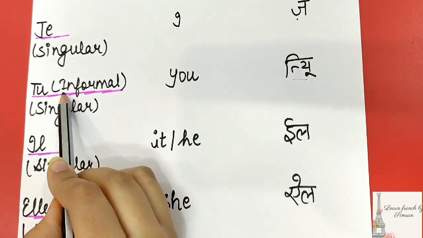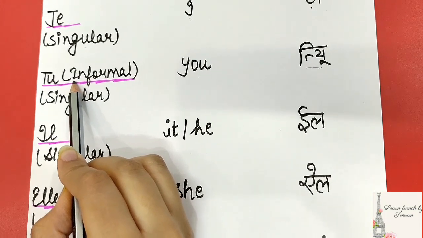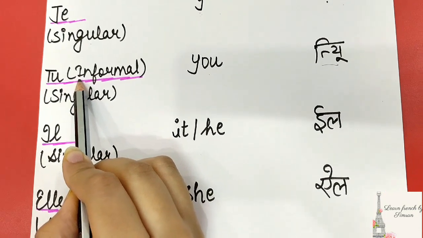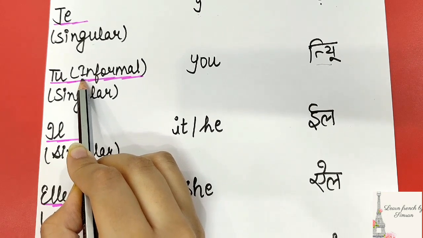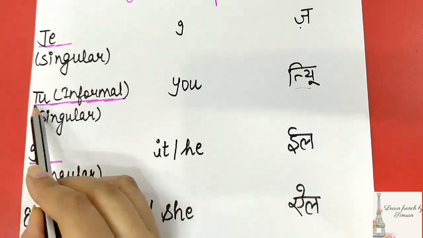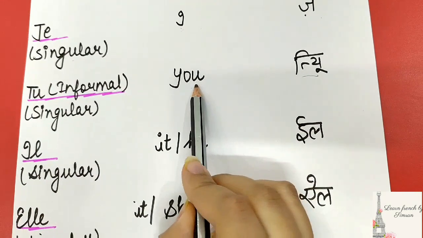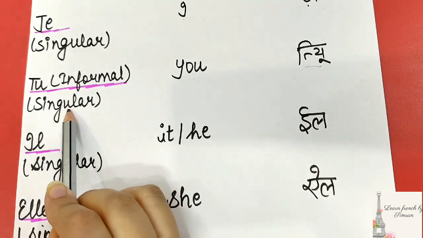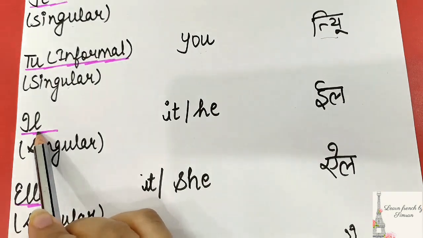Now as you can see here, I have written in the bracket informal, means whenever you are in informal situations, when you are talking to somebody close like your relative or friend, when you are talking to someone familiar, you will use "tu" for them when you are using it for the other person, that is you, and it is also singular.